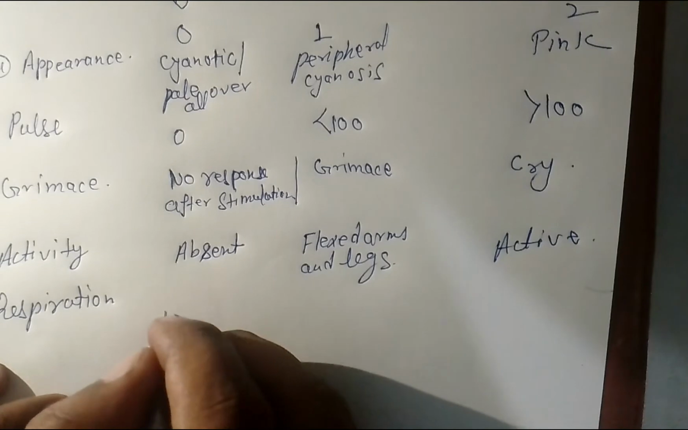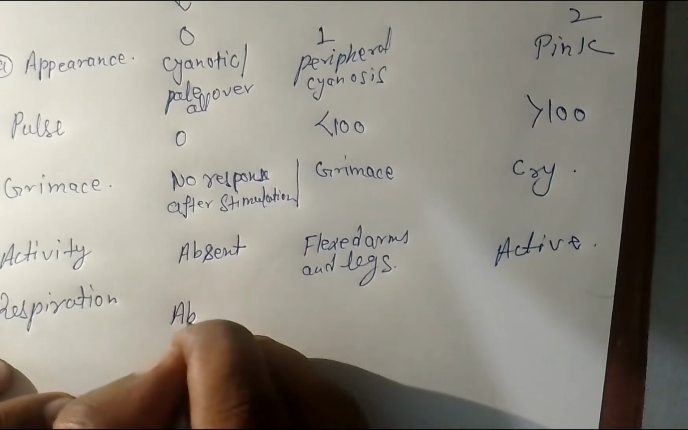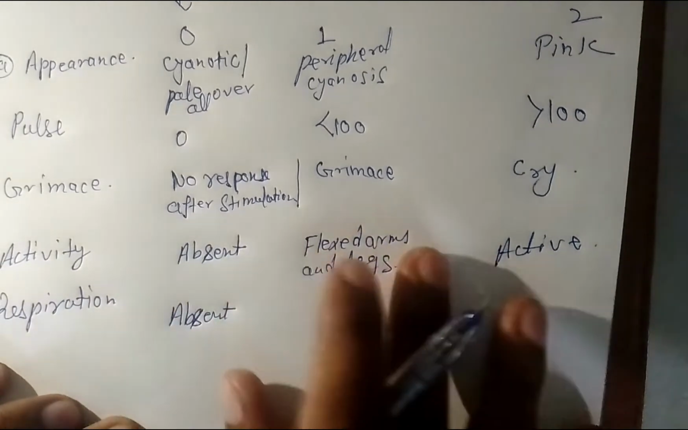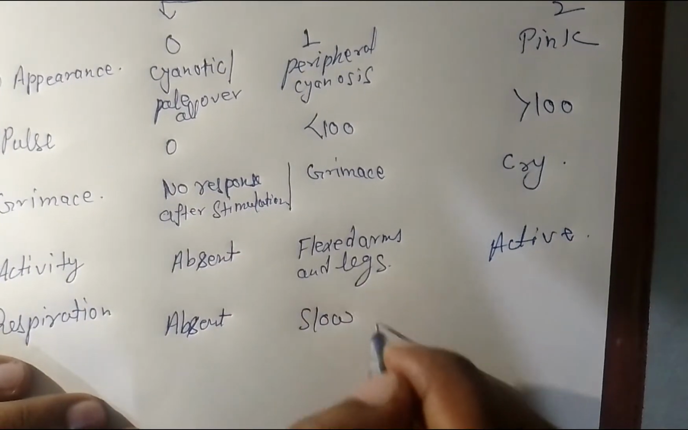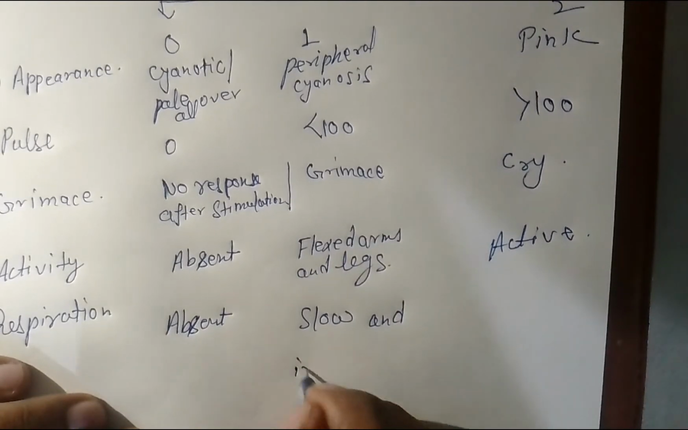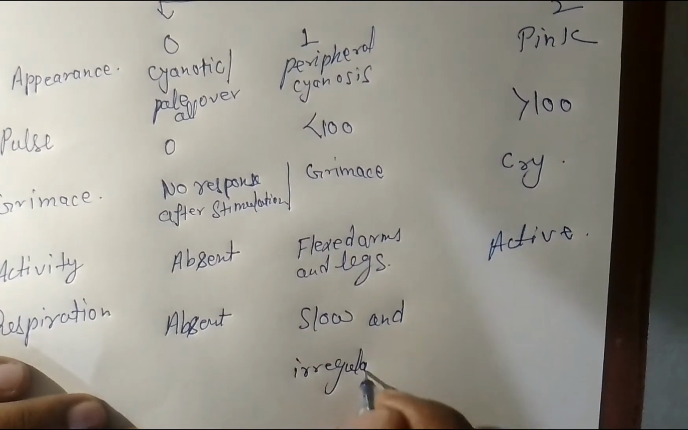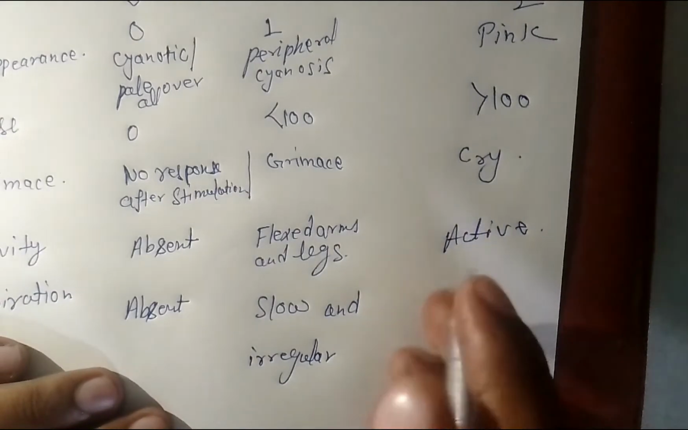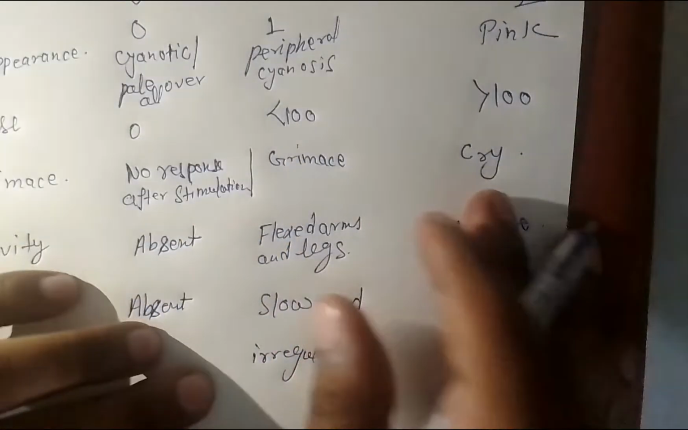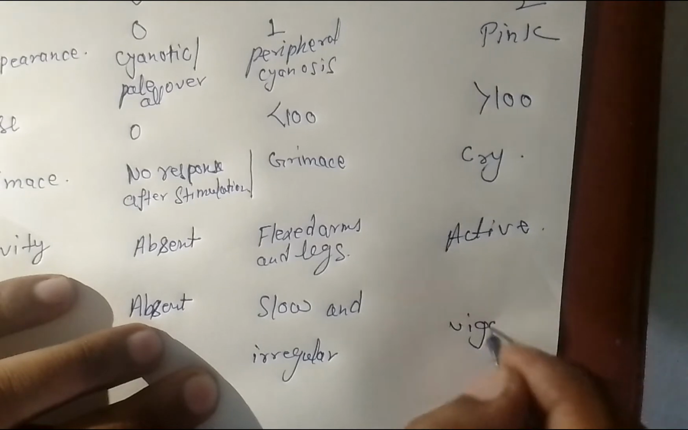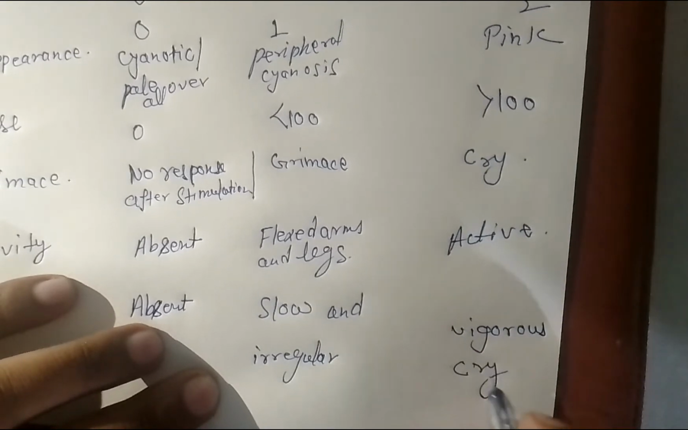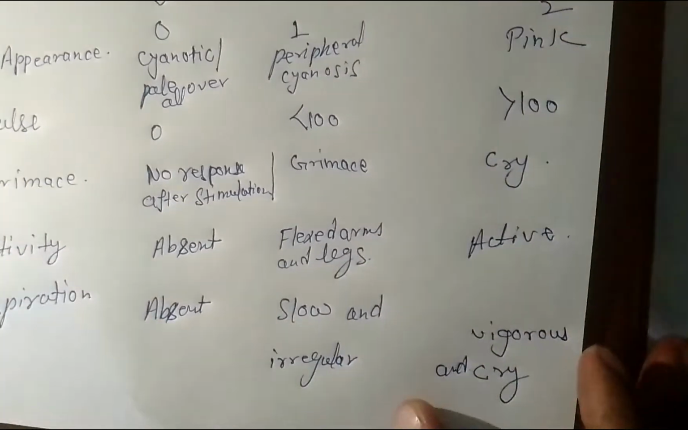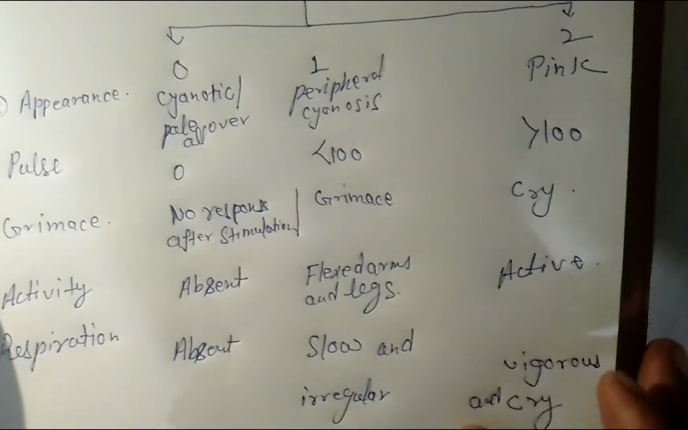Respiration we can check, and if the respiration is absent, the score will be 0. If the respiration is slow and irregular, the score will be 1. If the respiration is vigorous and the baby cries, the score will be 2. After we assess the scoring, then we can go for management.